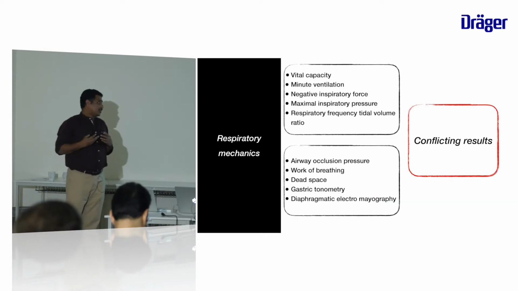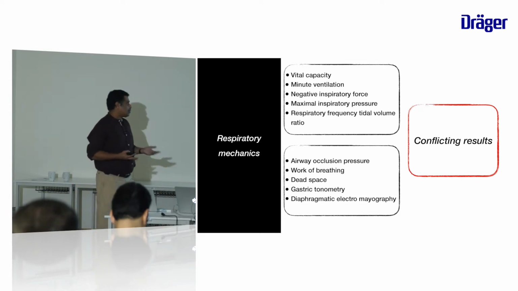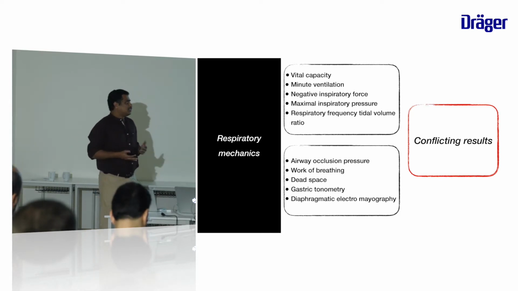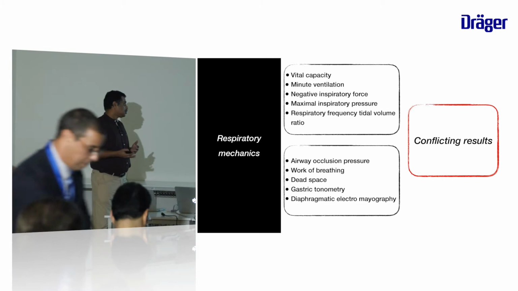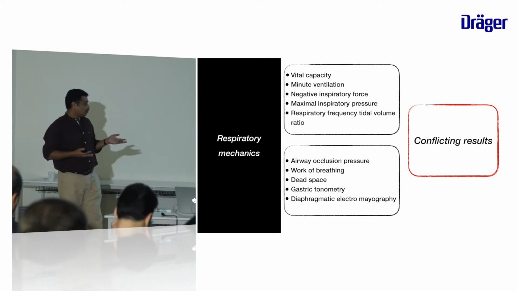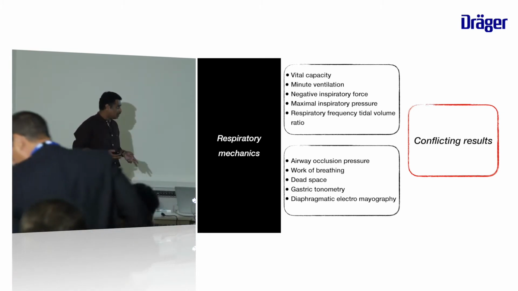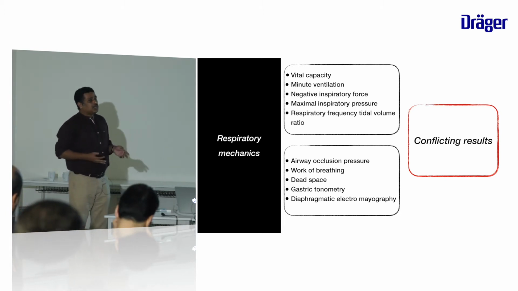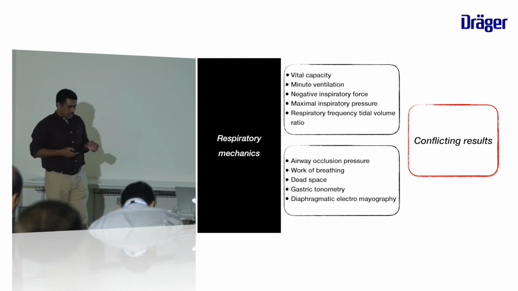Coming to the various respiratory mechanics, vital capacity, minute ventilation, airway occlusion pressure, work of breathing. When you look in the literature, there are conflicting results. Now, more and more studies are coming for airway occlusion pressures and gastric tonometry, but as such, it is more cumbersome and it is not practicable in routine life.